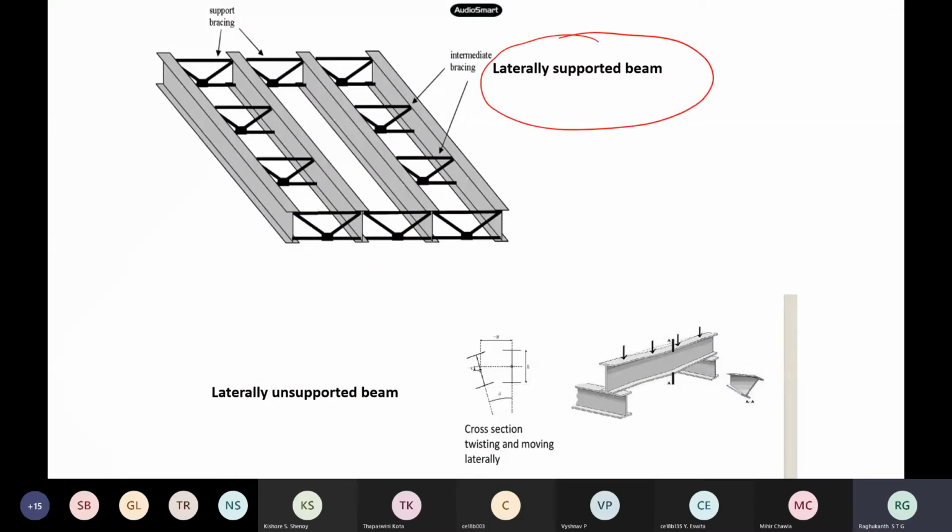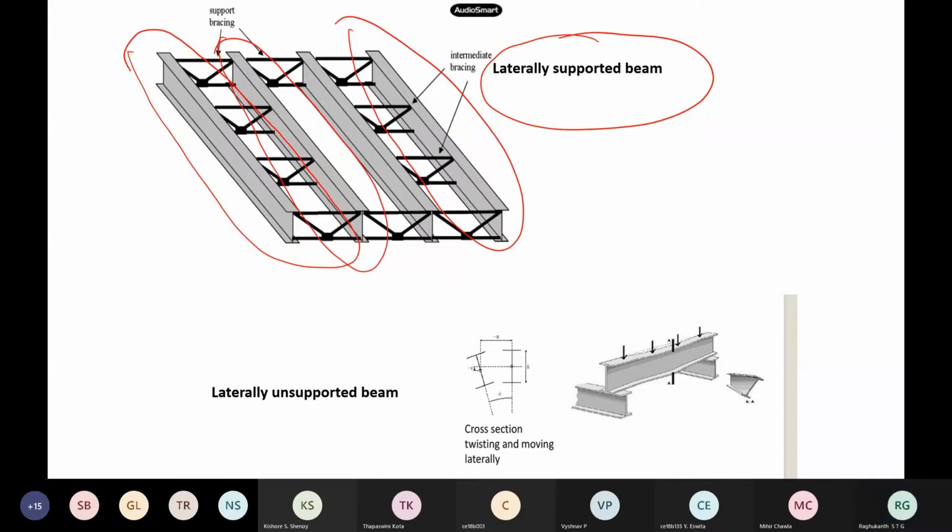What they have done here, you can see. These are all I sections, four I sections are there. Now whether lateral torsional buckling is possible for this beam, for example this beam, or this end beam, or whichever? No, sir. Why? Because they have put the bracing.